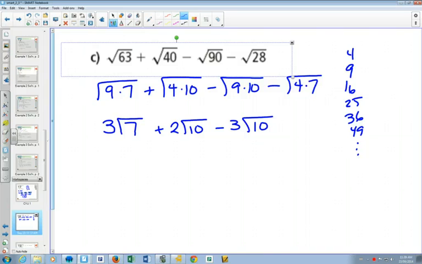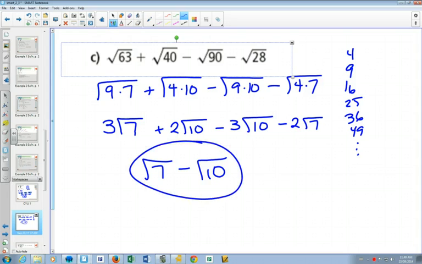Minus 3 square roots of 10 minus 2 square roots of 7. Now, what do I have? Do I have any that are the same family? Yes. 3 root 7s minus 2 root 7s will leave me with just 1 root 7. 2 root 10s minus 3 root 10s will leave me with negative 1 root 10. You can write the 1 out in front, or you can just write it as a negative root 10. There's our final answer. Don't keep going, because these are not alike. You can't put them together. This is as simplified as we can get for this question.